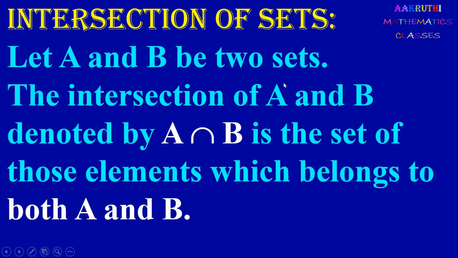So next we see the definition of intersection of sets. Take A and B as two sets, then the intersection of sets, denoted by A intersection B, is the set of those elements which belong to both A and B. So intersection means you have to write common elements. That means the elements which belong to both set A and set B. So it is denoted like this. So this is the A intersection B symbol.